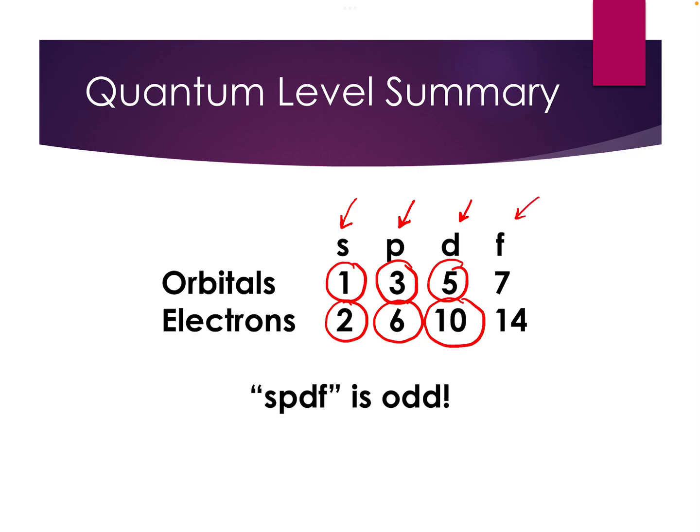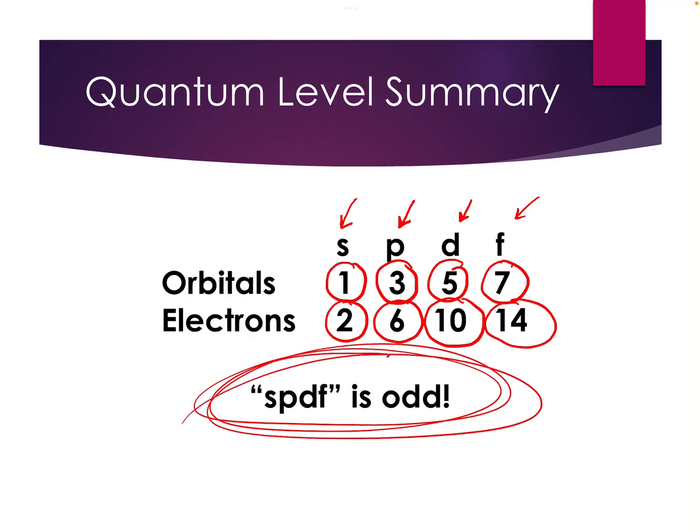And then we didn't talk about F, but for F, there are 7 orbitals. They just look kind of crazy. And then each one can have 2 electrons, so there are a total of 14. So what I want you to remember is SPDF is odd. Me saying SPDF over and over and over is odd, right? Maybe I'm odd, but SPDF is odd. So that's how we're going to remember the orbitals.